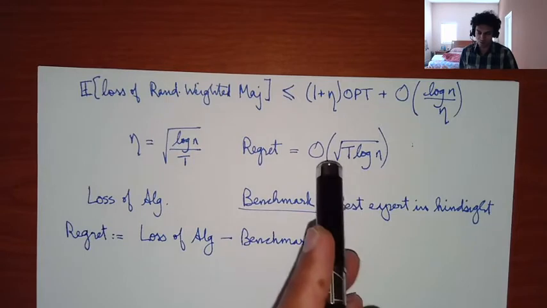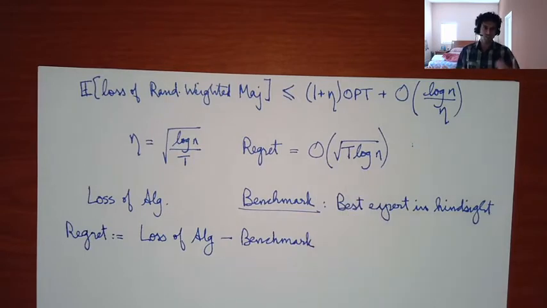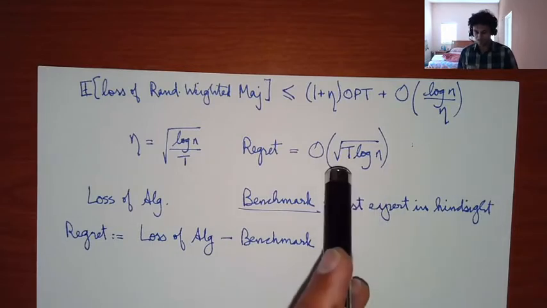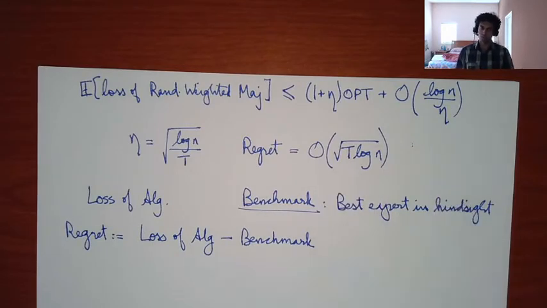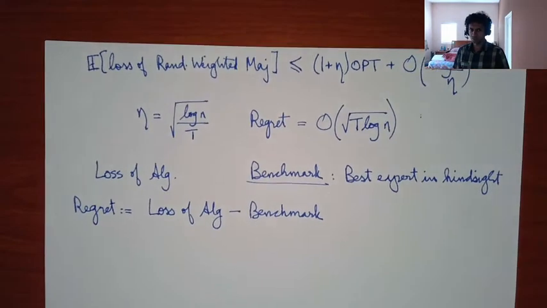And sublinear regret means that essentially, as t goes to infinity, the loss of the algorithm approaches the benchmark. And this is like the rate of convergence. So does that give more intuition? Yeah, thanks. Okay, any other questions?